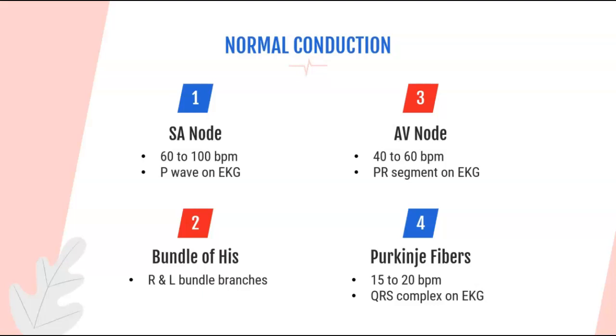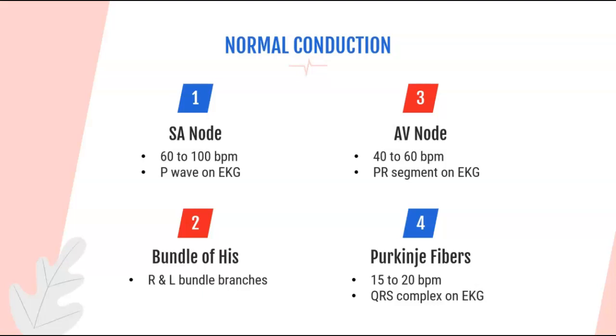After the AV node, the electrical impulse is then sent to the bundle of His, which splits into the right and left bundle branches. After the right and left bundle branches, it splits further into the Purkinje fibers, which are located on the endocardial surface of the ventricles, and they partially penetrate into the myocardium. The Purkinje fibers are responsible for ventricular depolarization, which is represented as the QRS complex on the EKG.